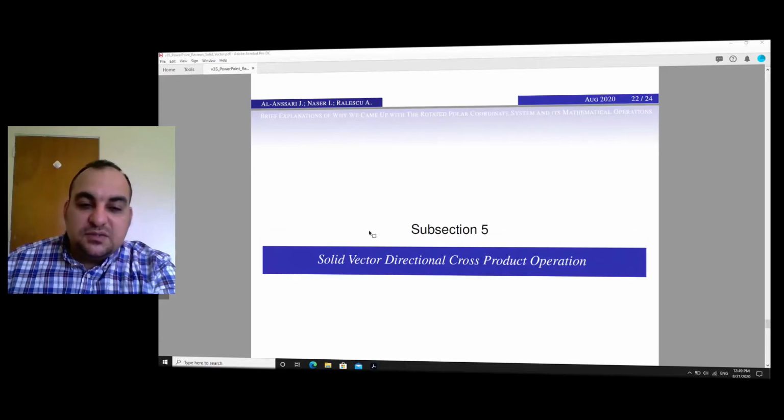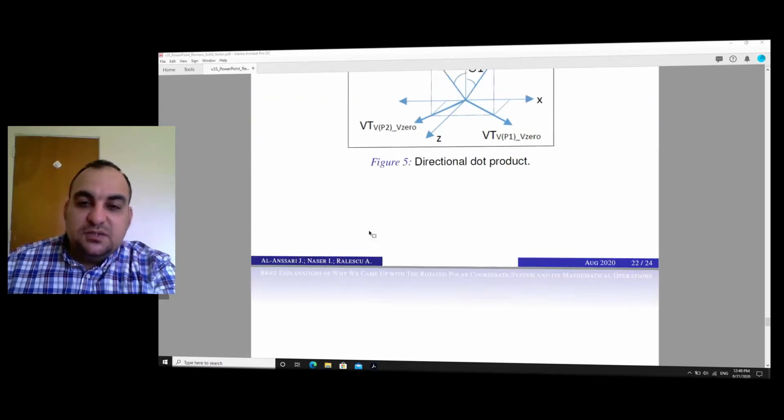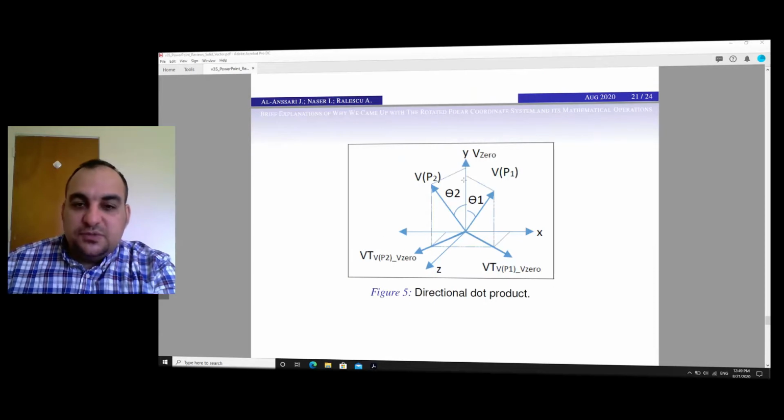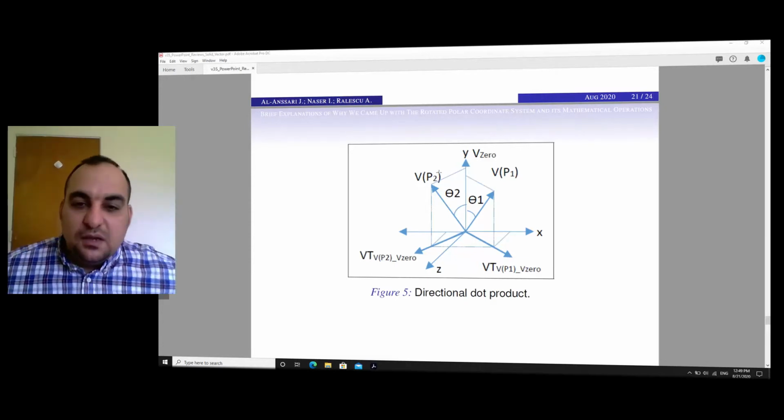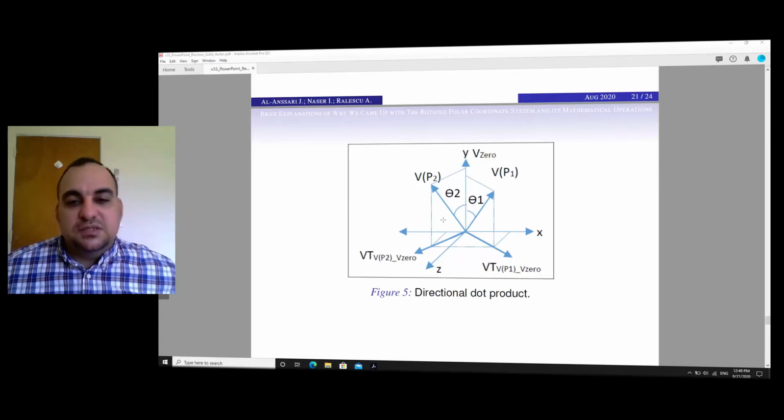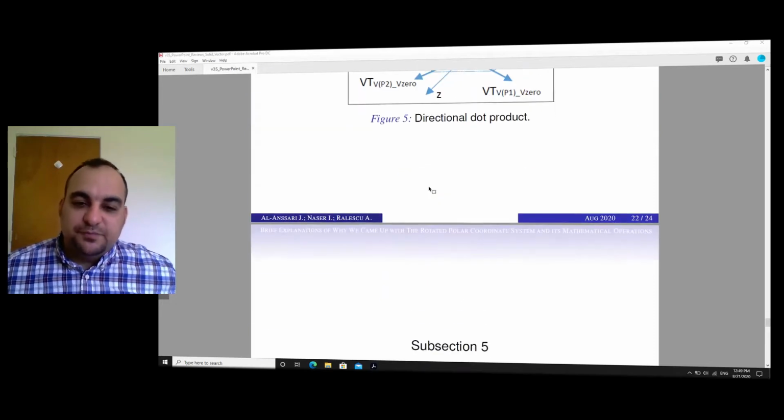Next, I present the solid vector directional cross product operation. It is similar to the solid vector directional dot product operation. So the given inputs are vector V0 and vectors VP1 and VP2. First we do solid vector subtraction between VP1 and V0 and solid vector subtraction between VP2 and V0 to get vectors VT1 and VT2. Then we do the Cartesian magnitude cross product between vectors VT1 and VT2 to get the result of the solid vector cross product between vectors VP1 and VP2.